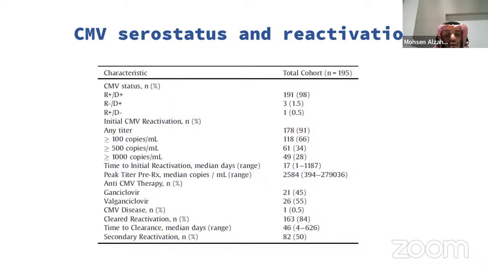Those who required treatment were treated with ganciclovir in 45% and valganciclovir in 55%. Only one patient from the whole group developed CMV disease. 84% cleared the reactivation, and the median time to clearance was 46 days. Secondary reactivation happened in 50%.